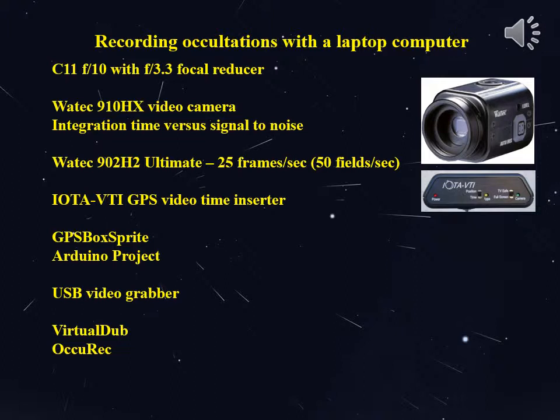To get the time onto the analog video, I have an IOTA VTI, IOTA's video time inserter. All the models are available, so there's a GX GPS box sprite. With the Arduino project, you can put one together for a few tens of euros, and my colleagues in Germany also assemble GPS receivers at relatively low cost. It's recorded to the laptop via a USB grabber, but you could have a video card in a PC, no problem. And I use VirtualDub, or these days OccuRec, which is free software for recording the event.